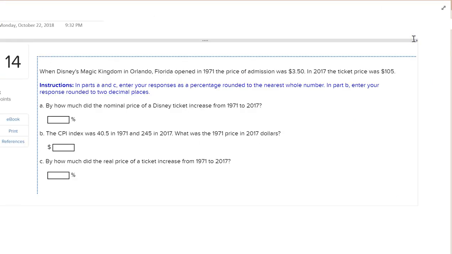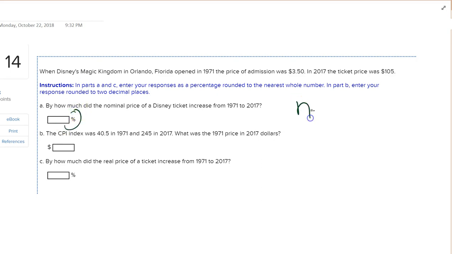Number 14, when Disney's Magic Kingdom in Orlando, Florida opened in 1971, the price of admission was $350. In 2017, the ticket price was $105. And so we're asked to calculate the change in the nominal price from 1971 to 2017. And we're going to do that in percentage form. Notice they want the percentage change. So we're going to use new minus old over old to do that one. Pretty easy. Times 100.